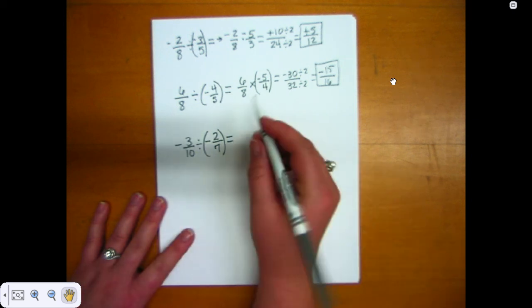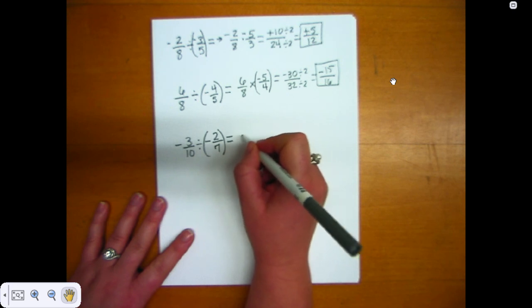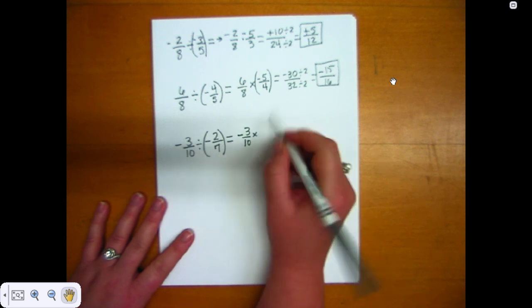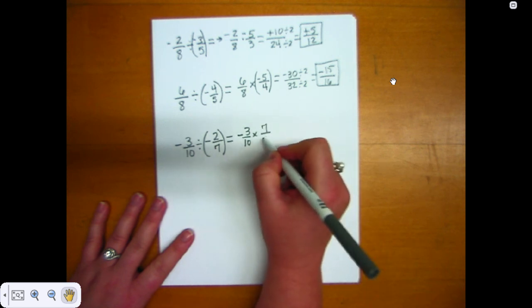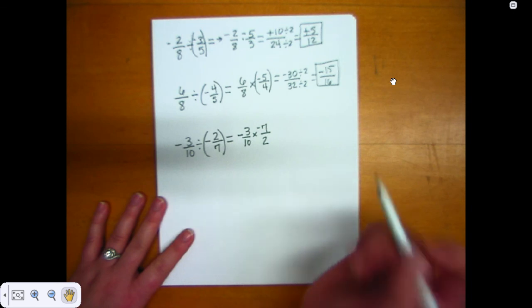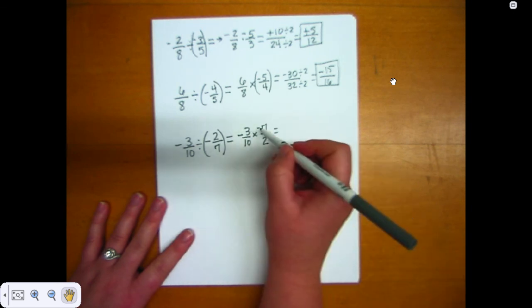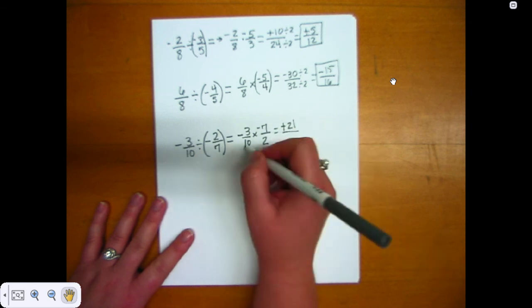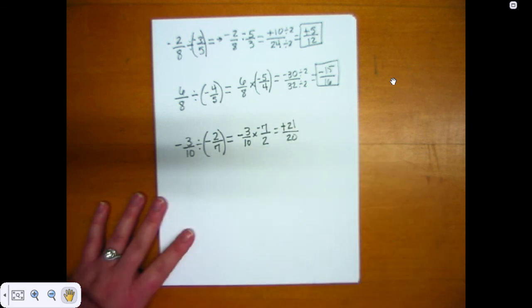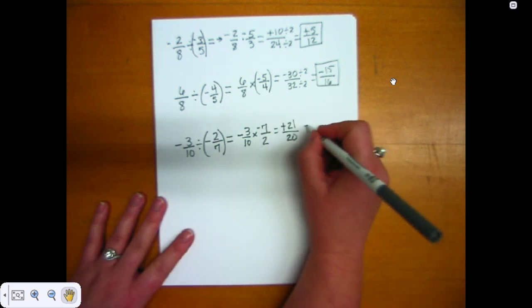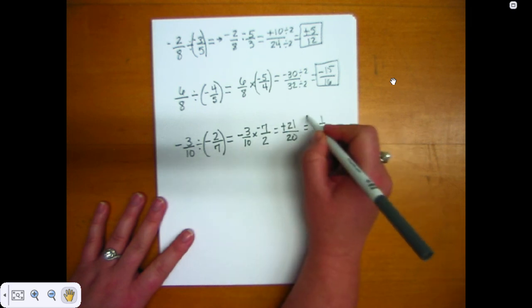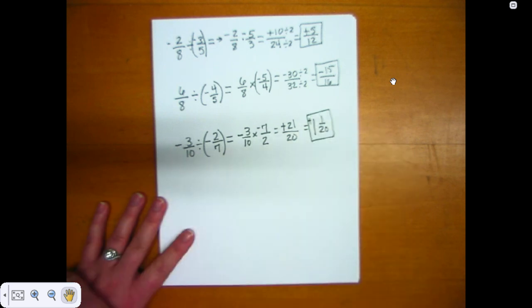Okay, so the first thing we're going to do is keep the first number exactly like it is, negative 3/10. Change it to multiply. Flip the second fraction. And don't forget your sign. Negative 3 times negative 7 equals positive 21. And 10 times 2 is 20. That is an improper fraction, so I need to divide. 21 divided by 20 is going to equal 1 1/20. And again, it is positive. Positive 1 1/20.